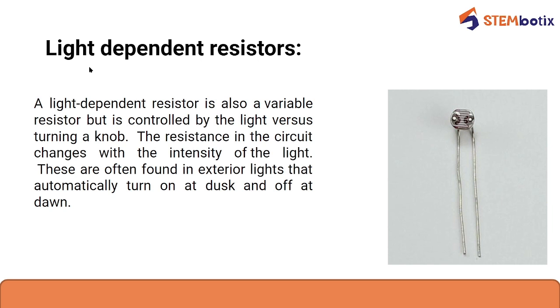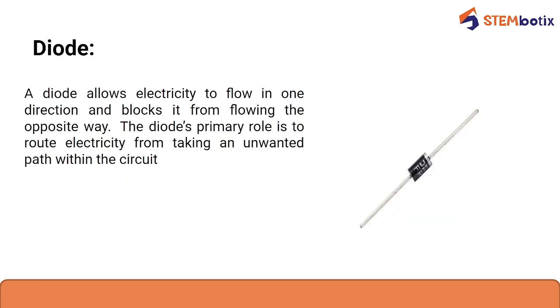A light dependent resistor is also a variable resistor but is controlled by the light versus turning a knob. The resistance in the circuit changes with the intensity of the light. These are often used in exterior lights that automatically turn on at dusk and off at dawn. So these are the examples.